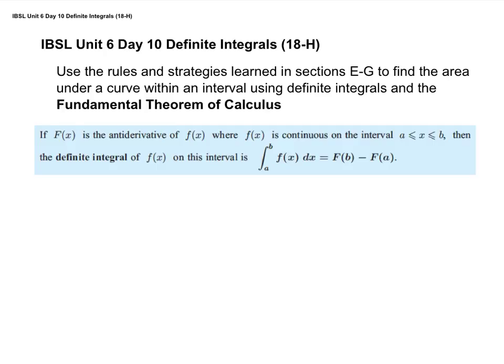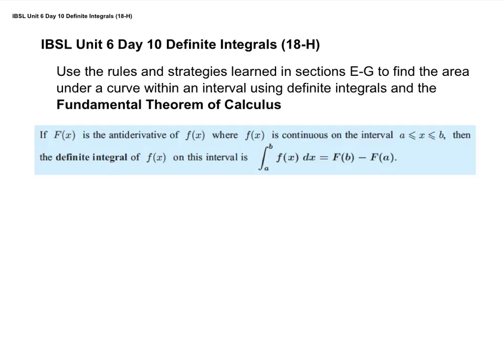Okay? Now, if you do AP Calculus or Calc in college, there's a lot more. There are other parts of the fundamental theorem of calculus, and there's actually a second fundamental theorem of calculus. This is the only part we're going to use in this course. Okay?